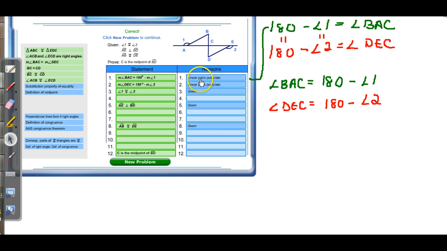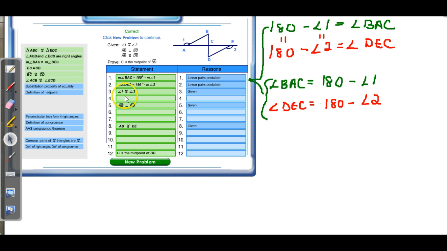So that's the linear pairs postulate, and I have it also written over here. So let me just make another line. Okay, so it's four statements, and they're all saying the same thing. So then we'll go down to number 3.